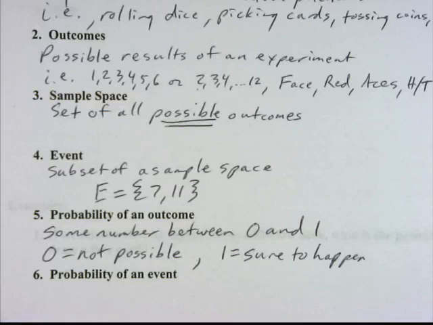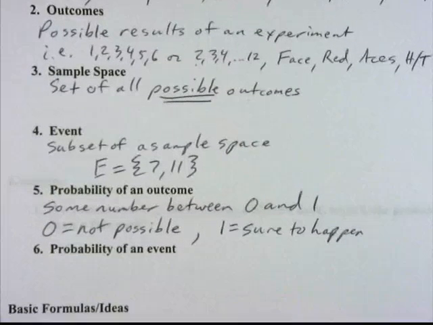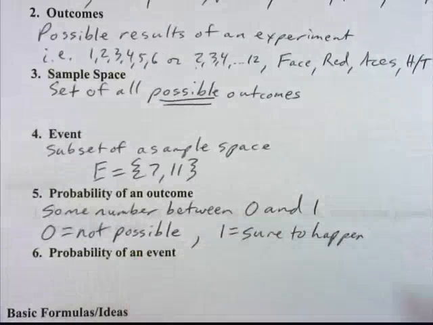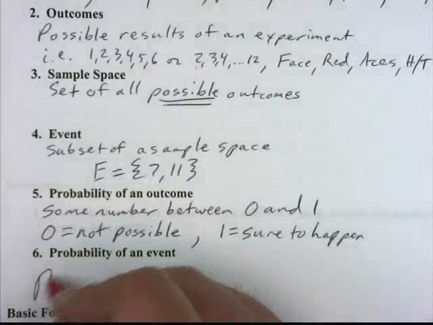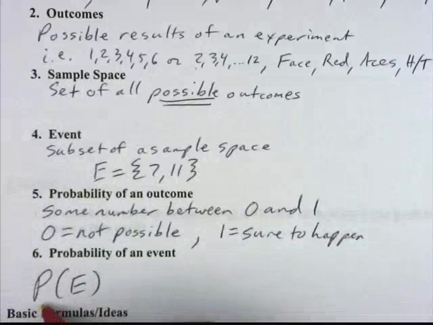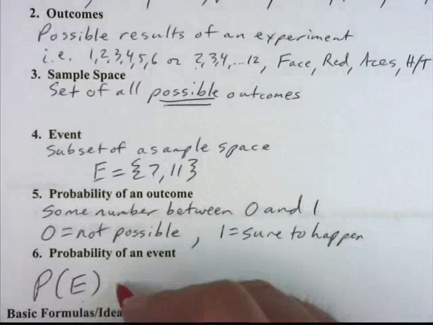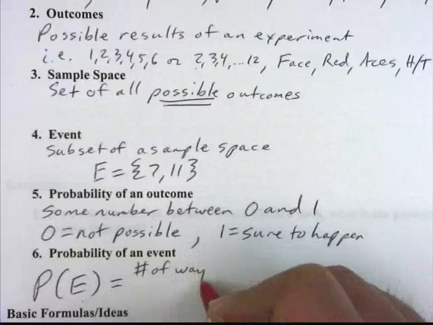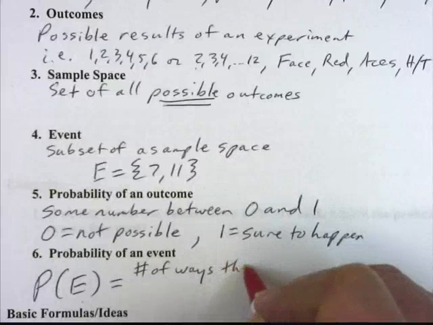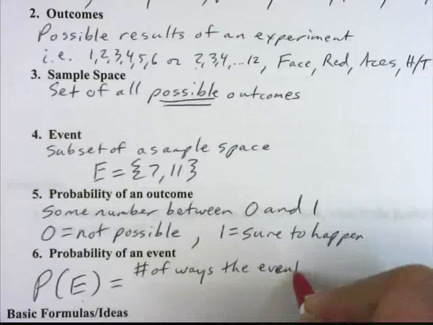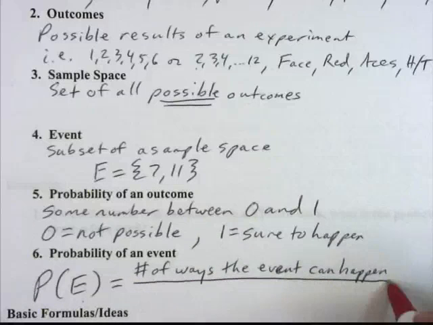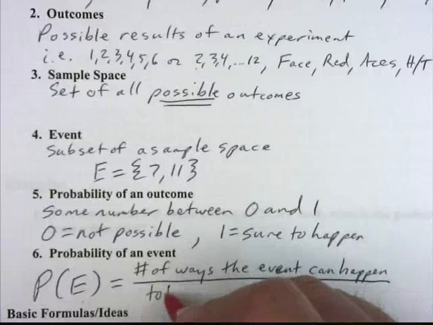It's sure to happen. Alrighty, let's go on to number 6 then and figure out what the probability of an event is. So here's the probability of any outcome. Could be anything between 0 and 1. But the probability of a certain event, we actually have a formula for it. We say probability of some event E is equal to the number of ways the event can happen over the total number of possibilities.